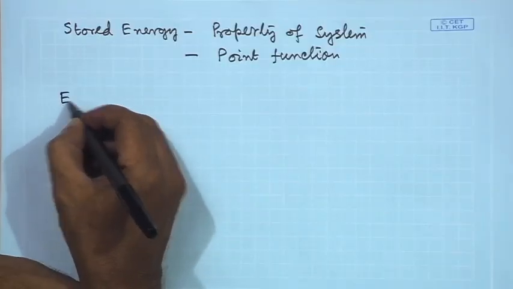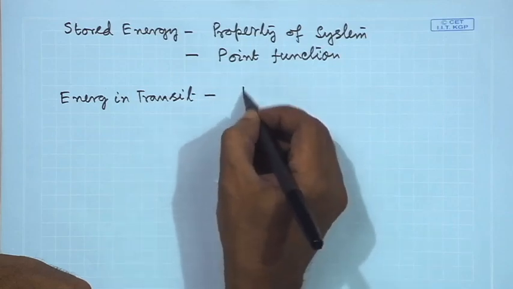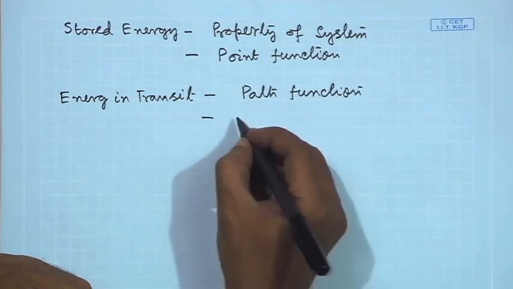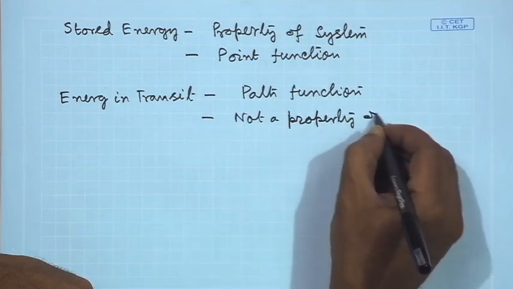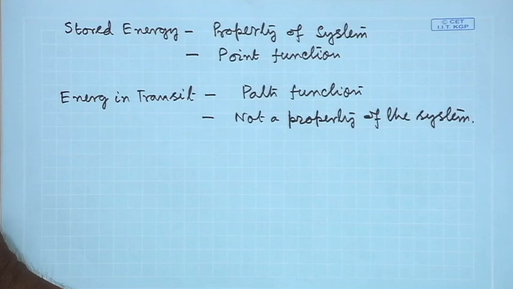Whereas, energy in transit is a path function, and this is not a property of the system. It is not easy to explain, but the total existence of the energy in transit is only during the interaction. So, obviously, it depends on the interaction, and interaction is denoted by a path or a process. So, the amount of change in the energy in transit will be a path function, and it will not be a property of the system.